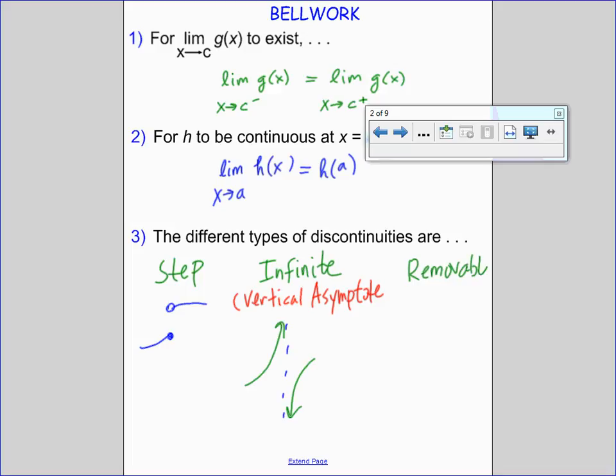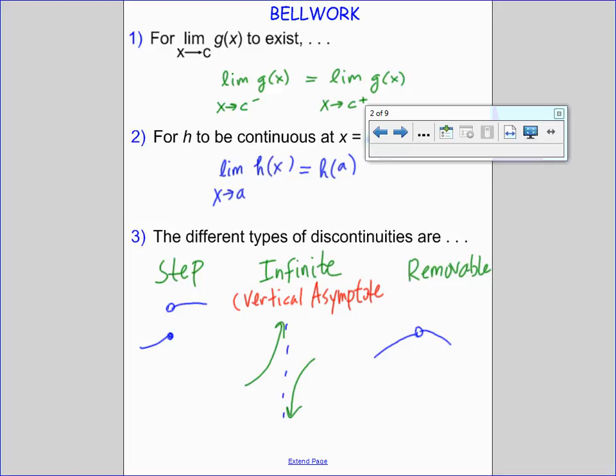A removable discontinuity is a situation where my overall limit does exist as x approaches c. My left-hand limit matches my right-hand limit, and they converge to a single y value. However, the function is either undefined at x equals c, or it's defined in the wrong place, so that the hole is an open circle. And so the overall limit does not match the value of the function, which may not exist or may be defined to be somewhere else.